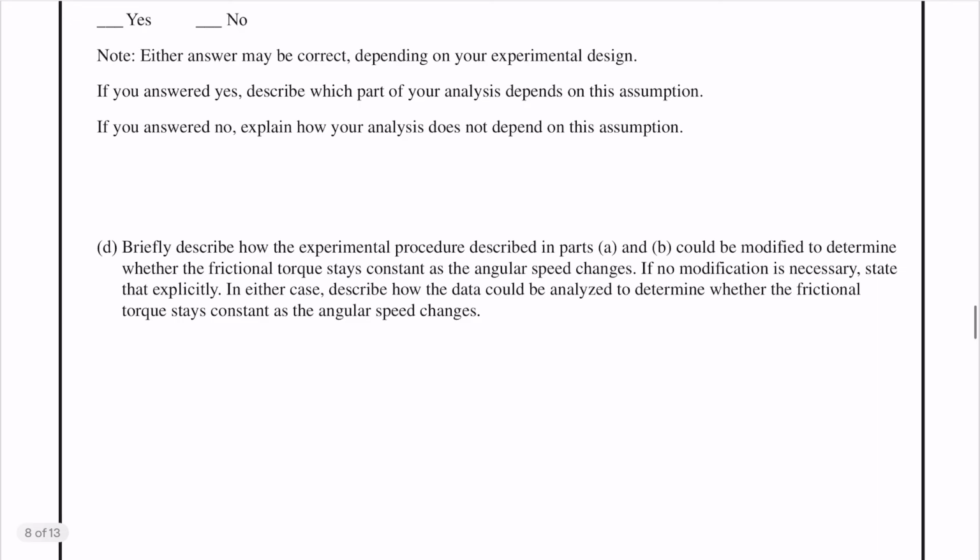All right, and then finally, for D, briefly describe how the experimental procedure described in parts A and B could be modified to determine whether the frictional torque stays constant as the angular speed changes. If no modification is necessary, state that explicitly for this point. In either case, describe how the data could be analyzed to determine whether the frictional torque stays constant as the angular speed changes. So I'm noticing a couple of things here.